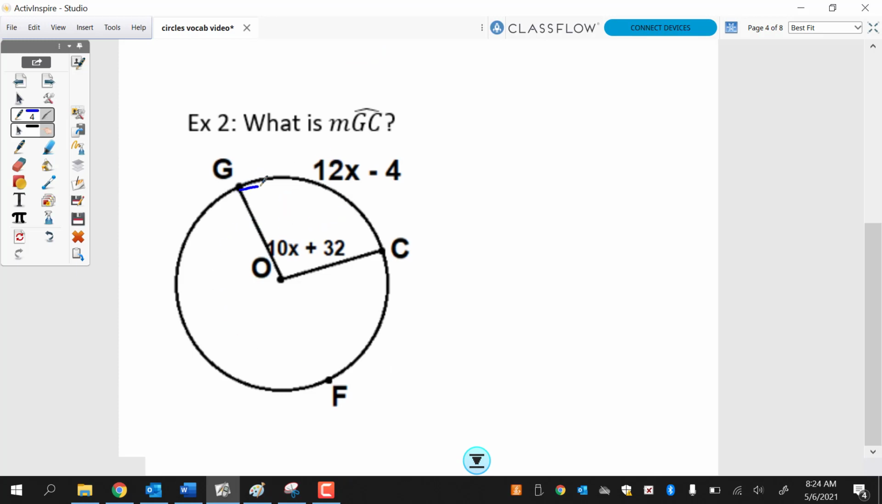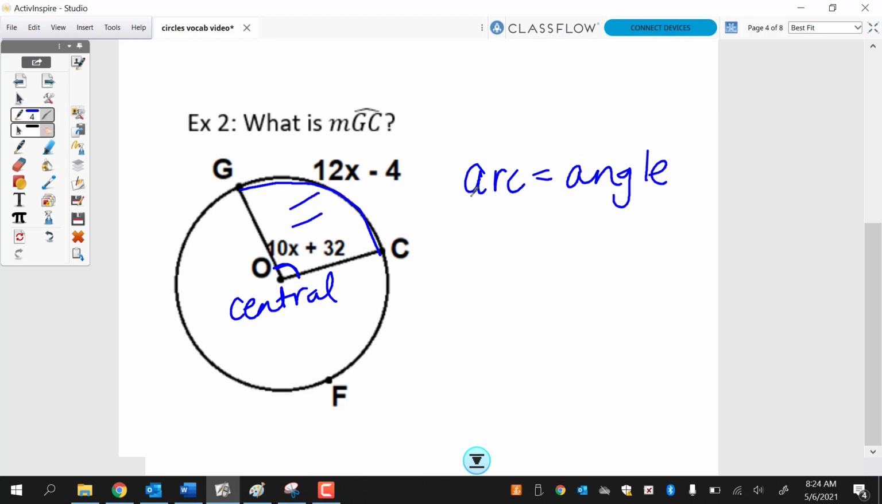So I see GC is out here. Great. I see that there's an angle on the inside. What kind of angle is this? It's a central angle because it's in the center of the circle. So I know that means the arc and the angle are equal. So I'm just going to set these equal to each other. This is the arc. I put it over here. 12x minus 4. This was the arc. Maybe we label. Okay. The angle, it says, was 10x plus 32.